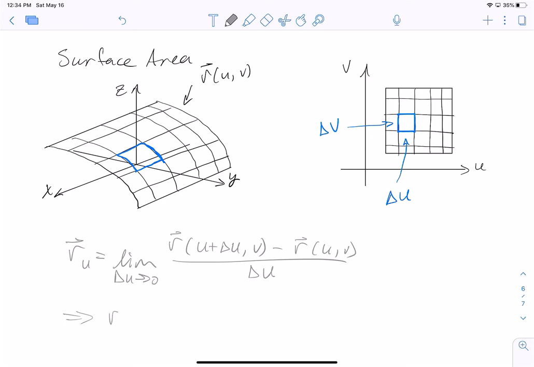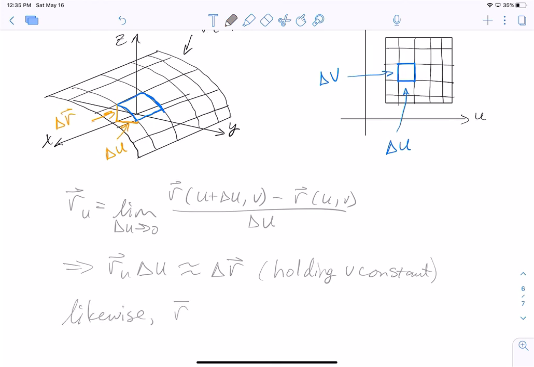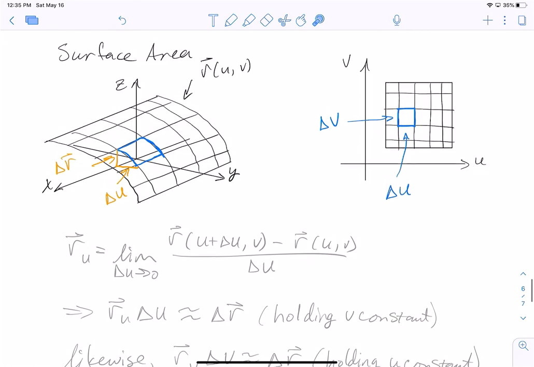This implies that the partial of r with respect to u times delta u approximates a delta r holding v constant. And we can consider this on the surface, holding u constant here. We have a delta r and here a delta u. We can likewise say the partial with respect to v of r times delta v approximates a delta r holding u constant. With the way I've drawn this, that's a little bit harder to project on the image.